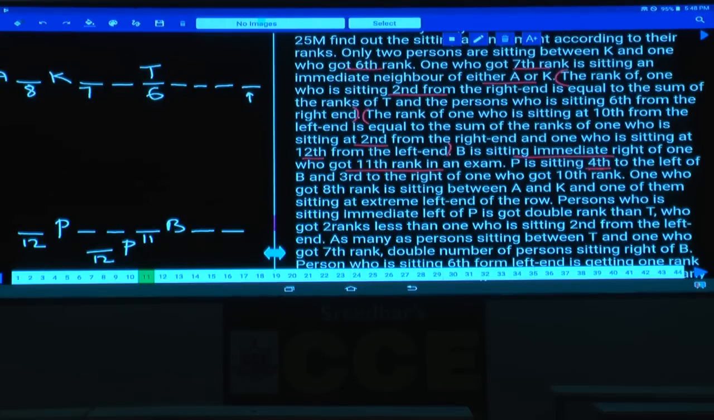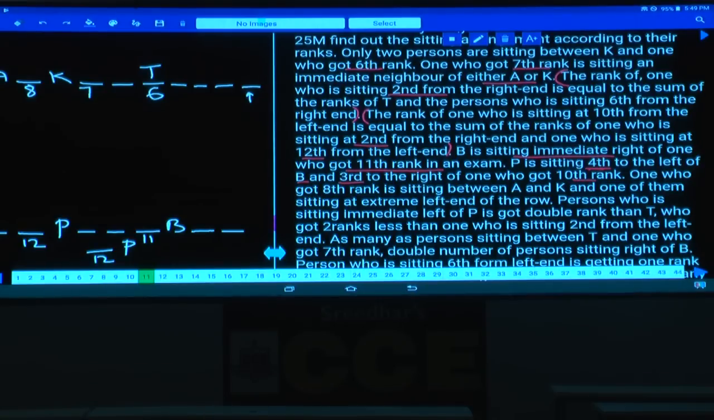P is 4th to the left of B, and P is 3rd to the right of the one who is the 10th ranker. Hence, this person is the 10th ranker. Are you following this one or not? P is 3rd to the right of the one who got the 10th rank. And one who got 8th rank.